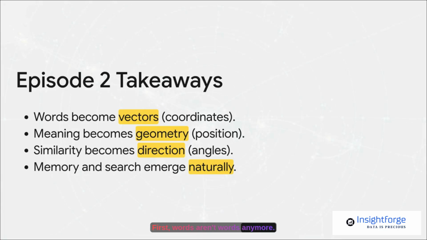First, words aren't words anymore, they're coordinates or vectors. Second, meaning isn't a definition, it's geometry. It's just a position on a map. Third, similarity isn't about distance, it's about direction, the angle between words. And finally, from this surprisingly simple system, really powerful things like search by meaning and AI memory just emerge.